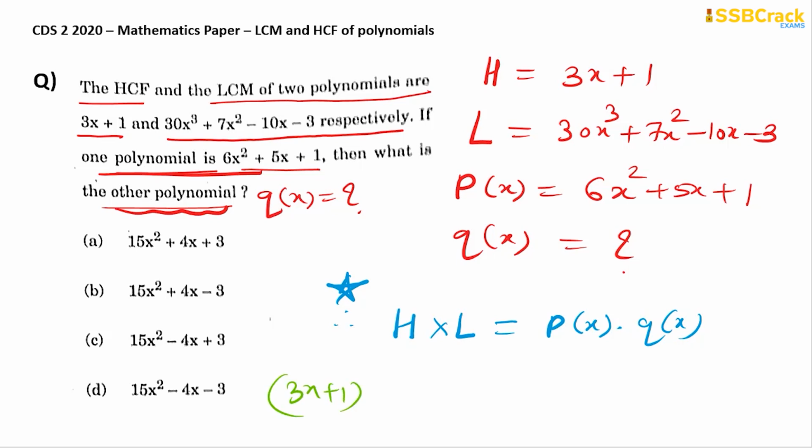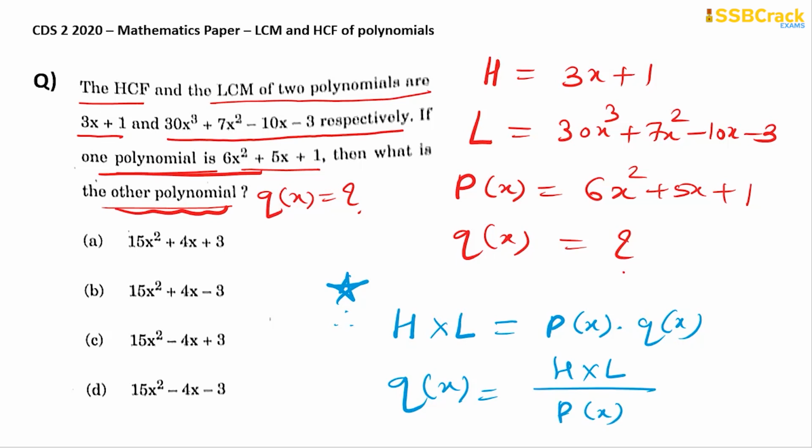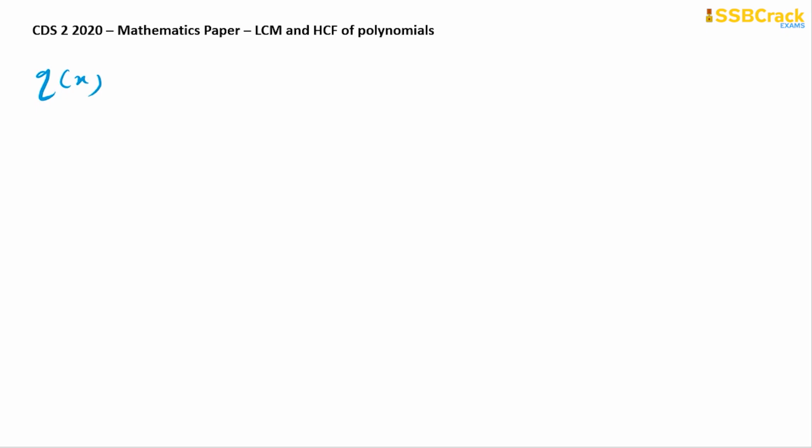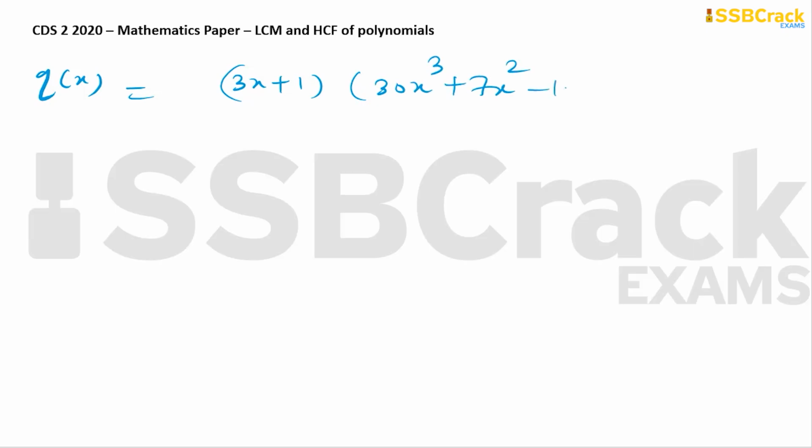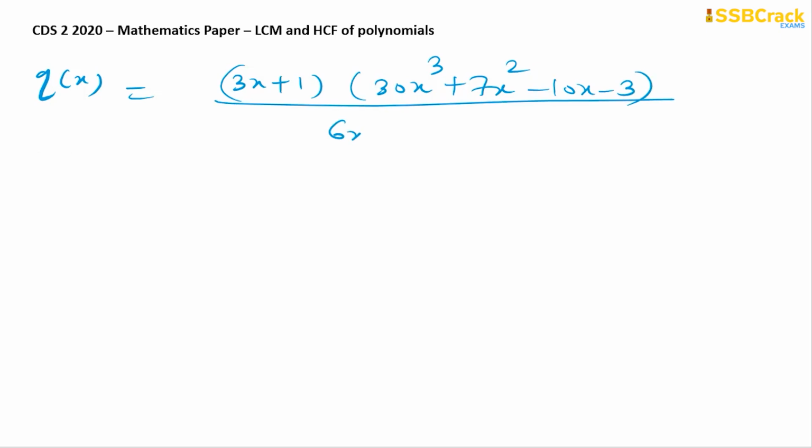We know the L, right? And we have to find what? q(x). So here I can set up the equation: q(x) can be written as H into L upon p(x). And hence on the next line I would obtain q(x) as 3x + 1 multiplied by the LCM polynomial 30x³ + 7x² − 10x − 3, divided by 6x² + 5x + 1.